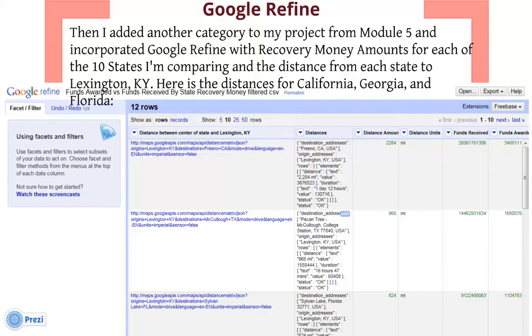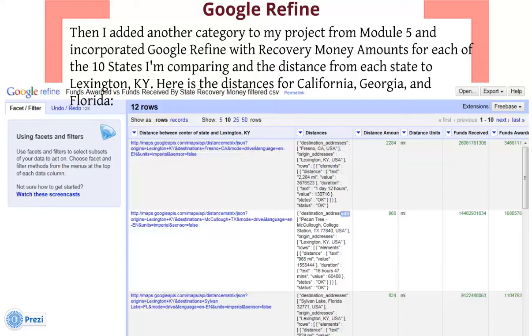And then I added another category. I went onto my project that I did in Module 5, and I used Google Refine, and the category I added was recovery spending. In Google Refine I put in the amounts that the states received, and then I used a URL and I found how far those states are from Lexington, Kentucky.